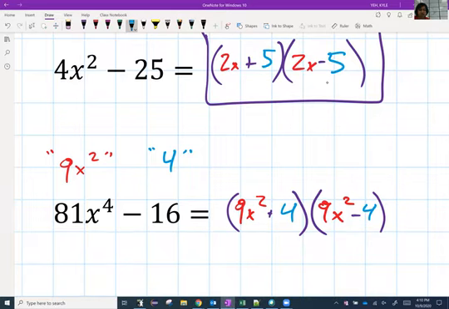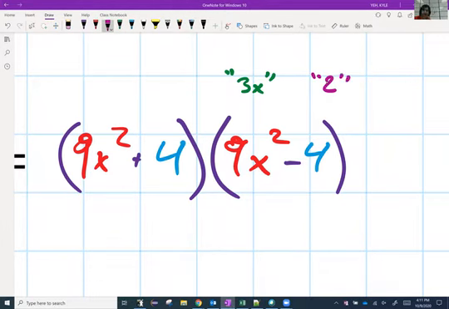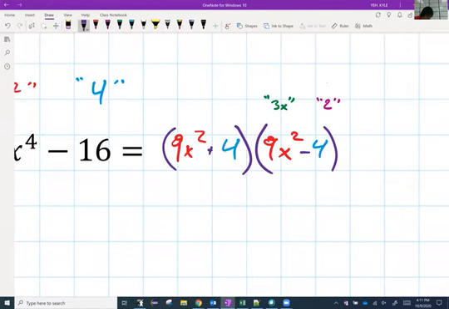You might have noticed I said at the beginning of this problem, factor it completely. This actually is not factored completely because there is another difference of two squares inside there. Look at that second factor, 9x squared minus 4. Well, 9x squared is a perfect square because 3x squared would get us 9x squared, and 4 is a perfect square. So I can actually factor that second factor and break it down even further.